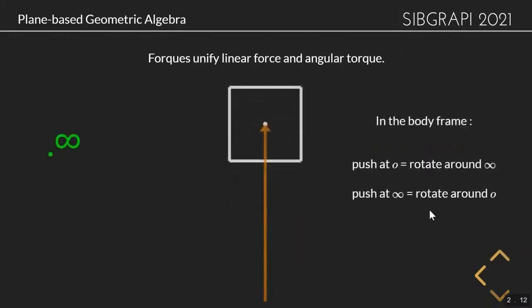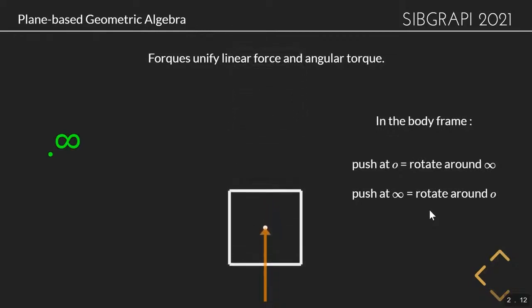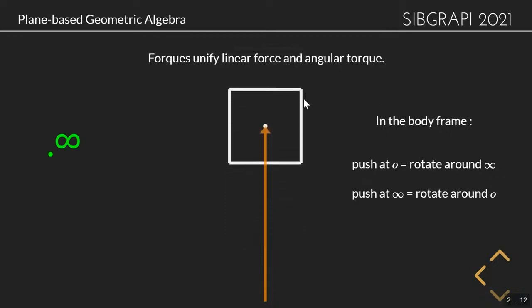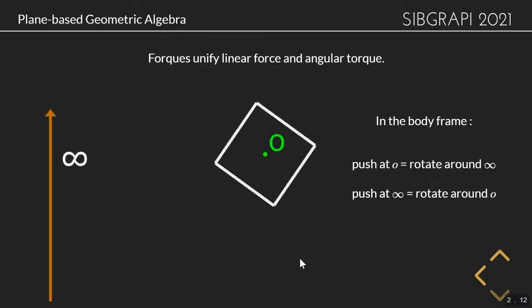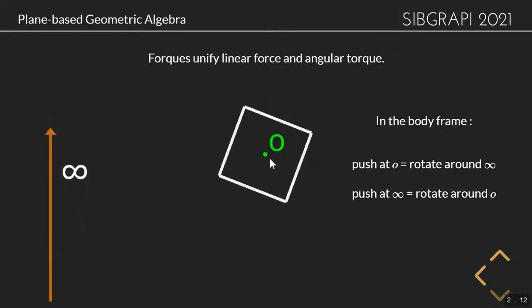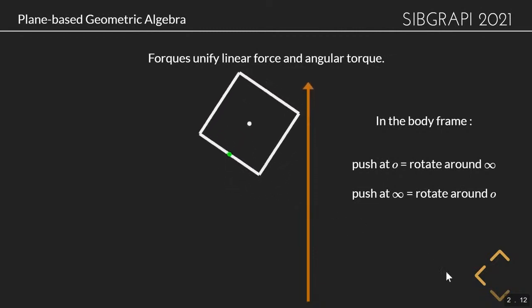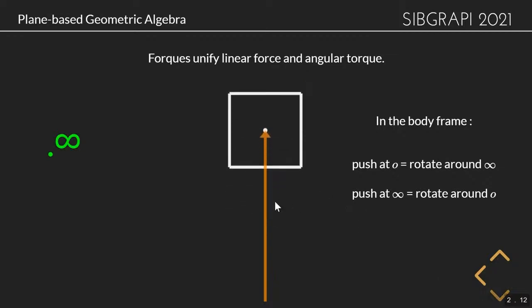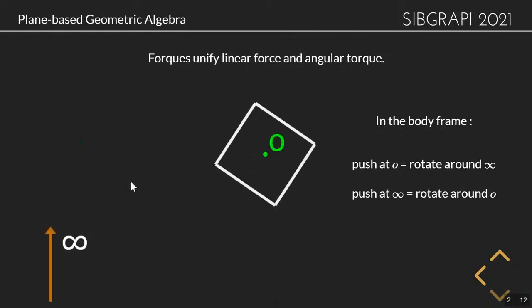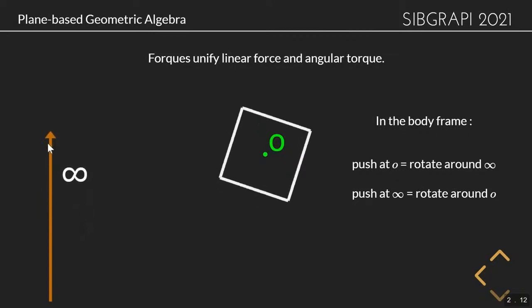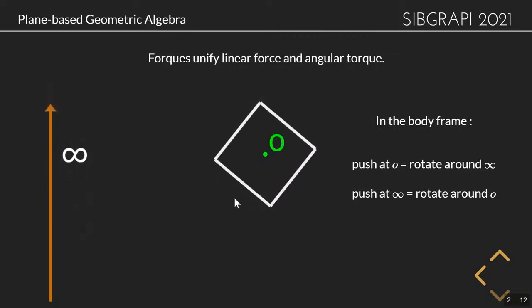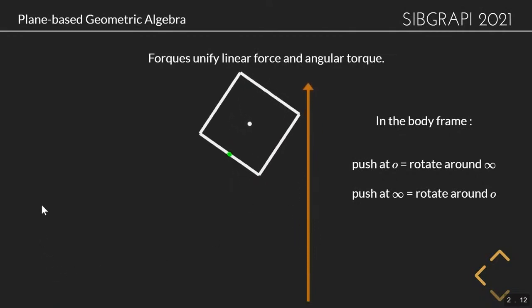So classically, forces are those things that generate linear motion, and torques are those things that generate angular motion. Now, when we look at what it looks like in PGA, it looks like this. So if we push a box at its center of mass, then we cause a translation. If we push it at infinity, we actually cause a rotation. If we push it at an arbitrary point, we cause a little bit of a combination of both. But what's important here is to note that these forces that are causing these motions, both the translations as well as the rotations, are always just forces along lines, right? So we don't need a force couple to generate a rotation, we just need to push at infinity.